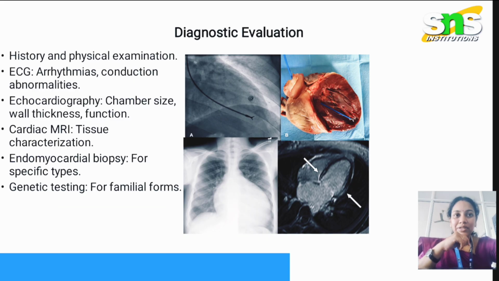So what is the diagnostic method we can go with? First, find out the history and do the physical examination. Then see the ECG, for arrhythmias or conduction abnormalities, and see the size of the chambers through echocardiography, along with valvular thickness, the function of the valves, leakage of the valves and everything. In cardiac MRI, you can see the tissue characterization, how the tissues have developed or whether they are obstructing the blood flow. And endomyocardial biopsy is for specific types of disease involving the heart. And genetic testing is very important if there are no predisposing reasons for getting this cardiomyopathy.